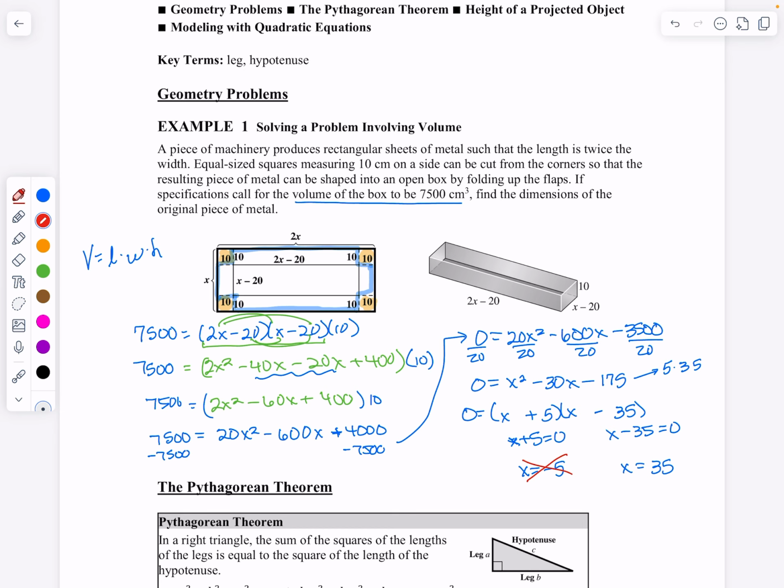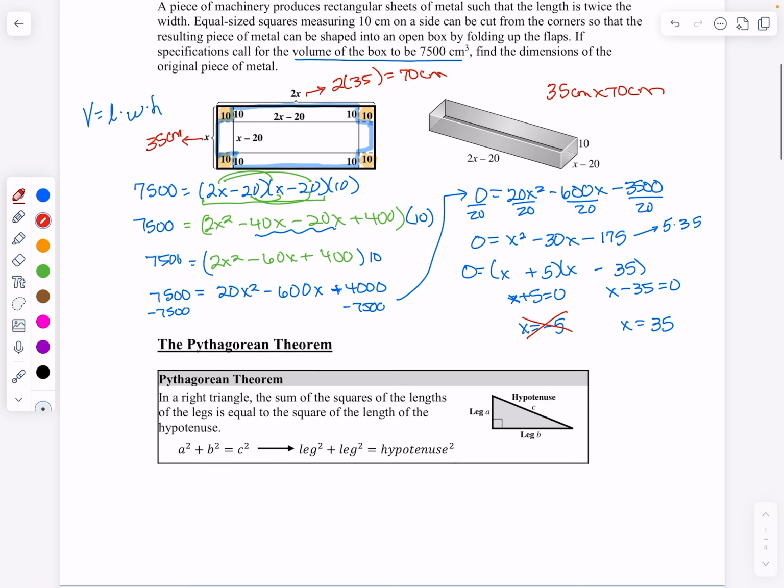So I know that this is now 35 centimeters, and then this one is 2 times 35, so that's going to give me 70 centimeters. So my rectangular piece of metal has to be a 35 centimeter by 70 centimeter piece of metal. All right, let's keep going.